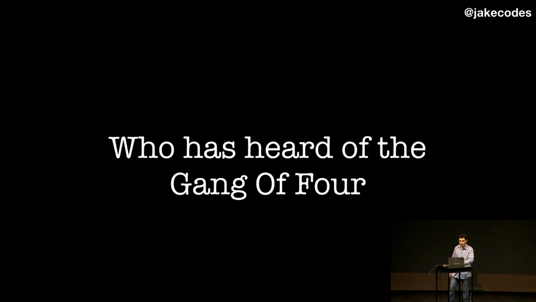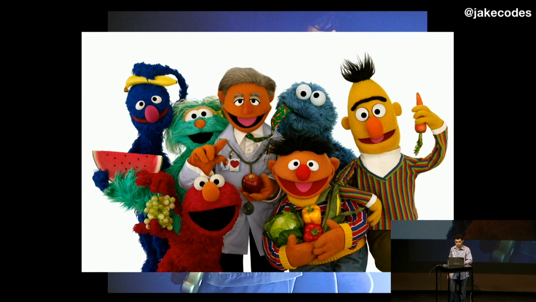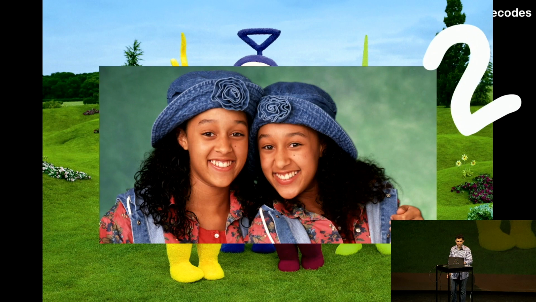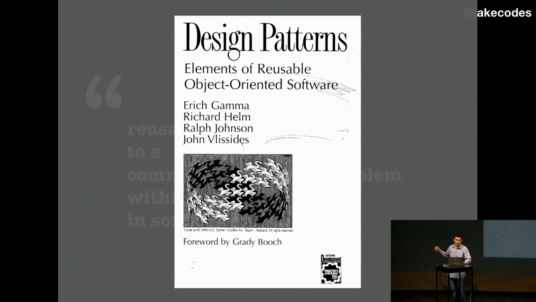So who here has heard of the Gang of Four? I'm not talking about the communist thing here. I'm not talking about the Australian band or the original Sesame Street members or the Teletubbies. I'm also not talking about Sister, Sister, if you squared it. I'm talking about this book, Design Patterns: Elements of Reusable Object-Oriented Software. The four authors there, they commonly call them the Gang of Four.